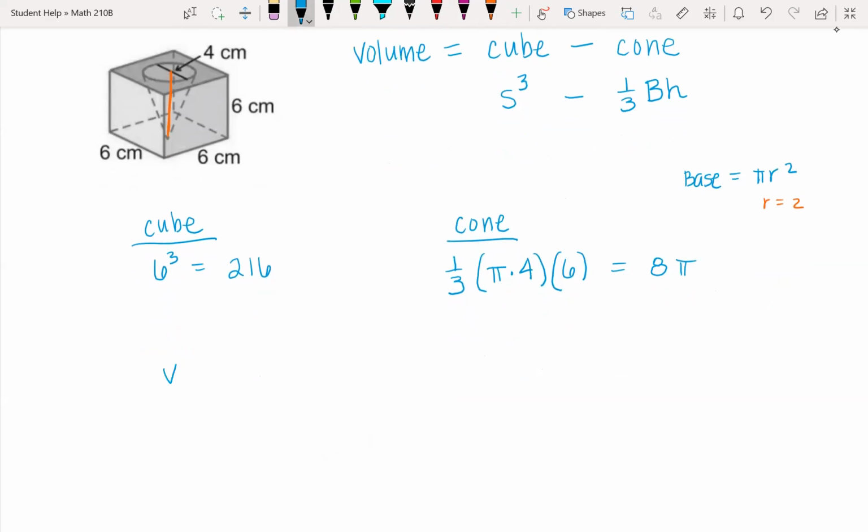So I think our total volume is 216 minus 8 times pi. And if I plug in 3.14 for pi, I'm going to get approximately 190.88, and this is centimeters cubed.